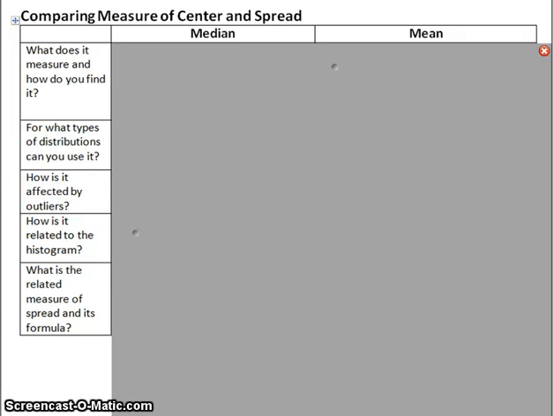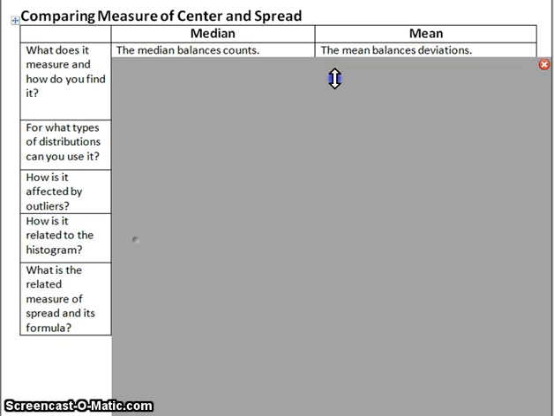Now you should be in your notes. Find the chart that says comparing measures of center and spread. And we're going to do some comparisons of the median and the mean and give you some examples, and hopefully this will clear up some of the concepts. First of all, what does it measure and how do you find it?